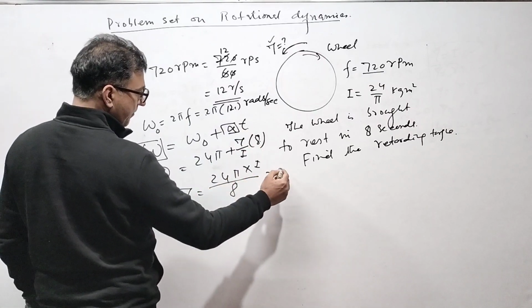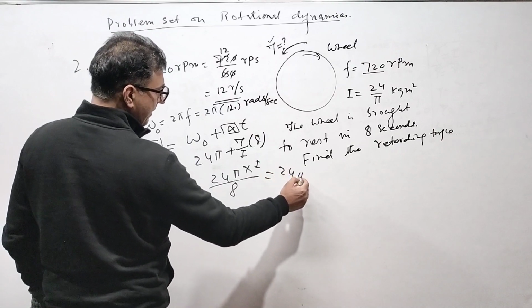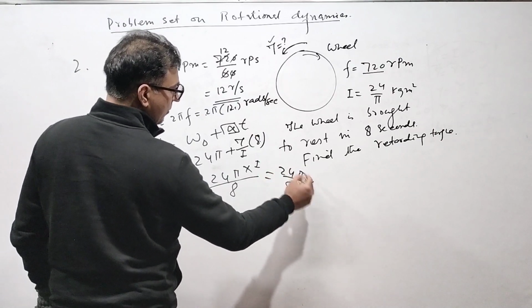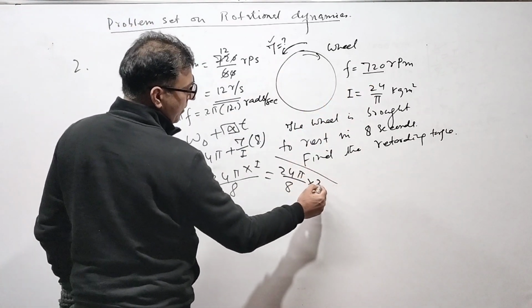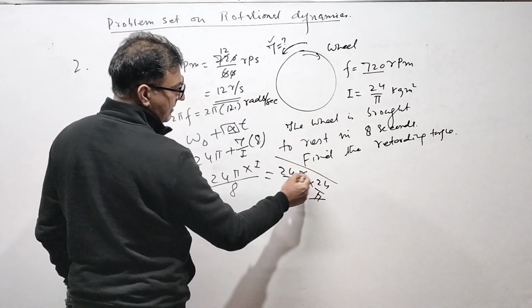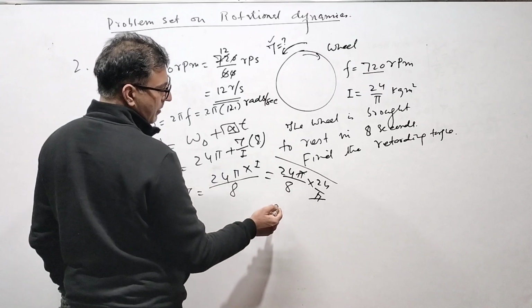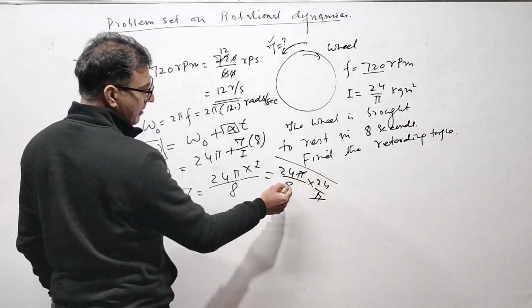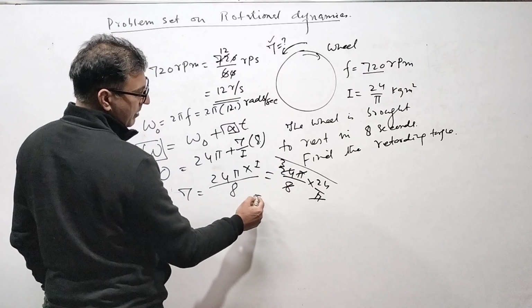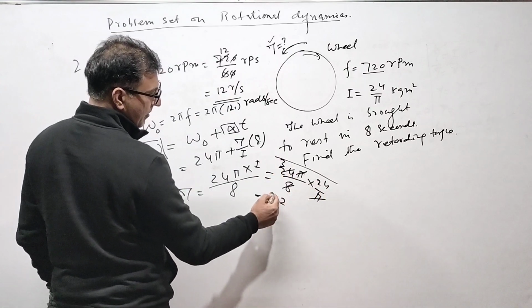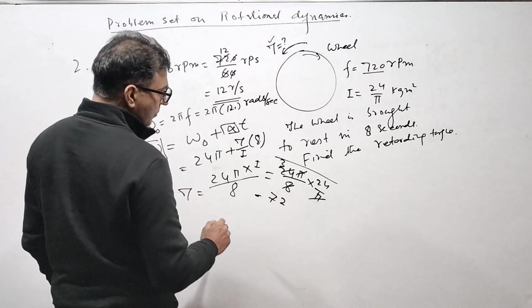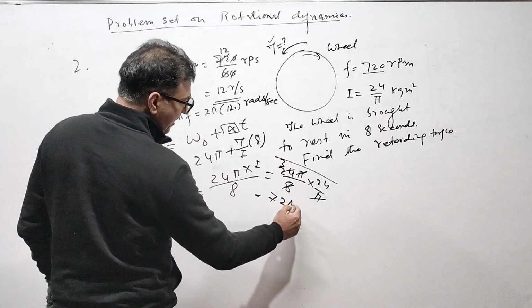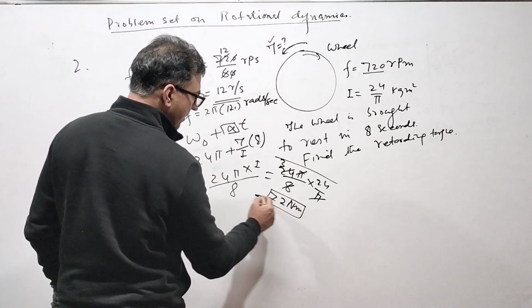That is 24 pi by 8 into I. How much is I? That is 24 by pi. Pi gets cancelled. It is 3 into 24, which is 72 Newton meter. That's the torque.